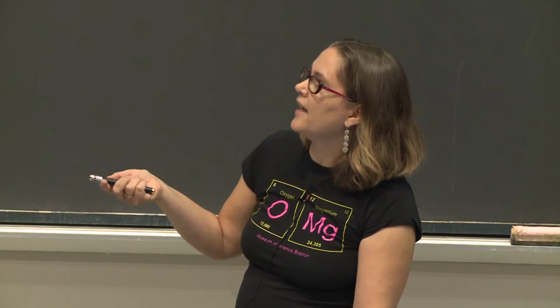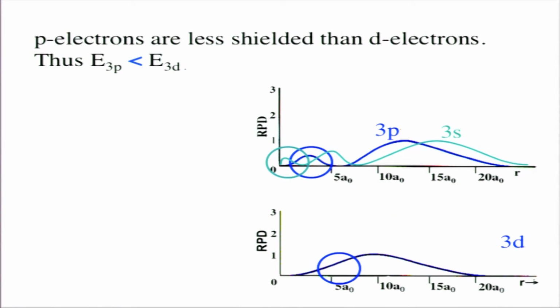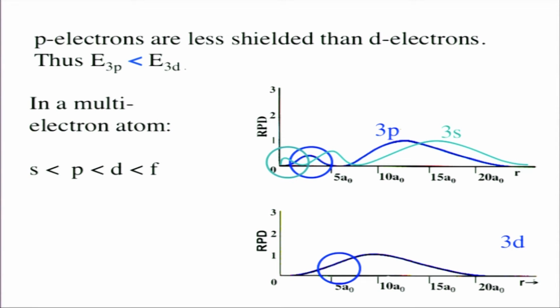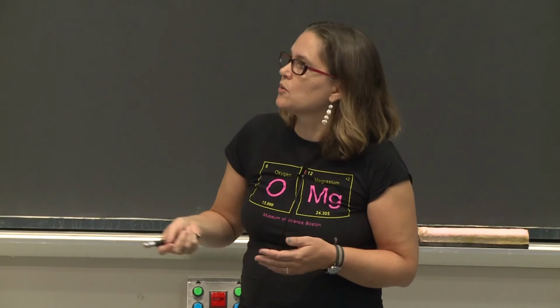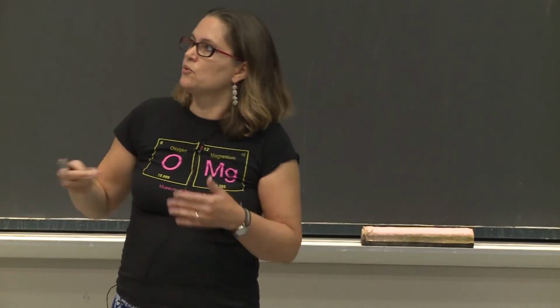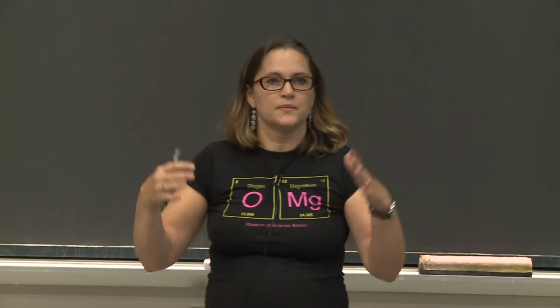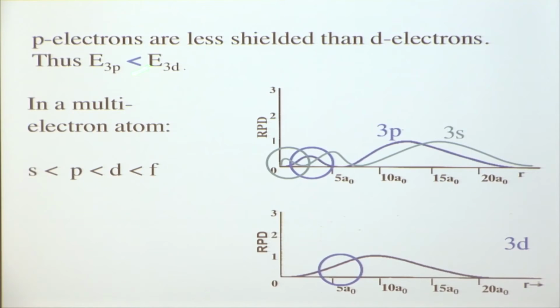And if I throw S on there, now we see S has the most probability of being closer than P than D. So for a multi-electron atom, the order of energy, we have S lower than P, P lower than D, D lower than F, due to this shielding. So again, you want to be able to draw some version of these diagrams with appropriate features to explain answers.